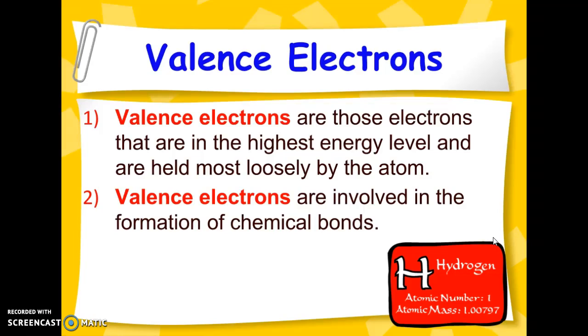Lewis dot structures are all about the valence electrons. Those are the electrons in the outermost shell, the shell that's farthest away from the nucleus. They're also held most loosely by the atom. Valence electrons are the ones that are going to be involved when atoms bond with each other, either ionic or covalent bonding.